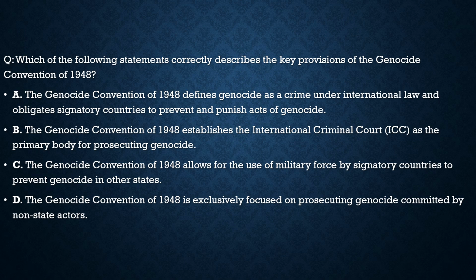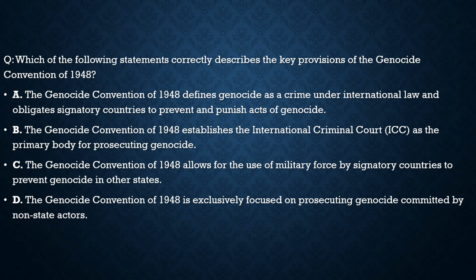Coming to statement 3, the Genocide Convention of 1948 allows for the use of military force by signatory countries to prevent genocide in other countries. No, it does not allow so. Statement C is also incorrect. Coming to statement 4, the Genocide Convention of 1948 is exclusively focused on prosecuting genocide committed by non-state actors. Now it is both state and non-state actors, so statement D is also incorrect. So with respect to this question, the correct statement is statement A only.